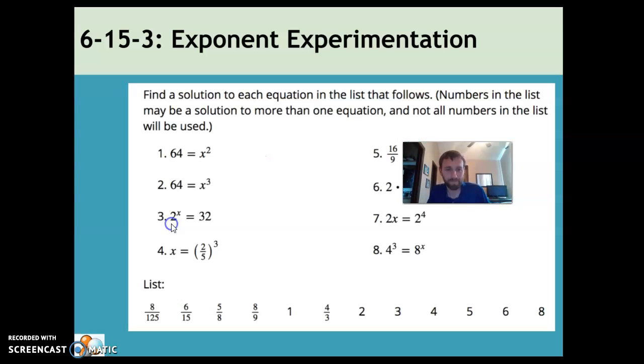All right, so we're going to move forward. We're going to do 15.3. This is going to be the last section of what we're doing. And so I want you to go ahead and get started on this. And so 1 through 8, it says find a solution to each equation in the list that follows. Numbers in the list may be a solution to more than one equation, and not all numbers in the list will be used. So see if you can figure out, from the list at the bottom, which numbers match for x in 1 through 8.